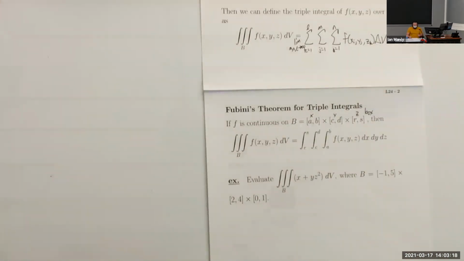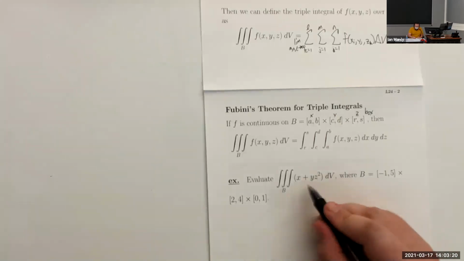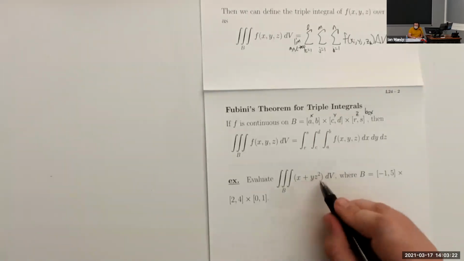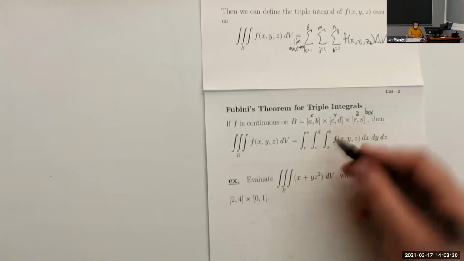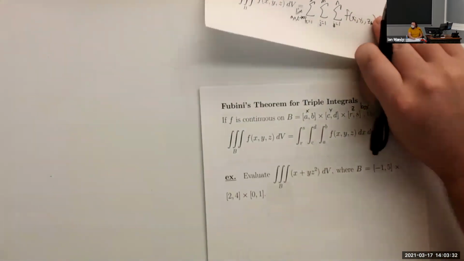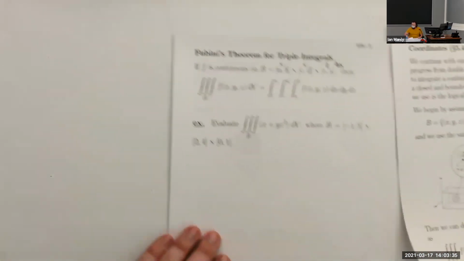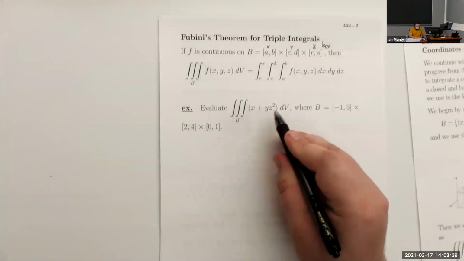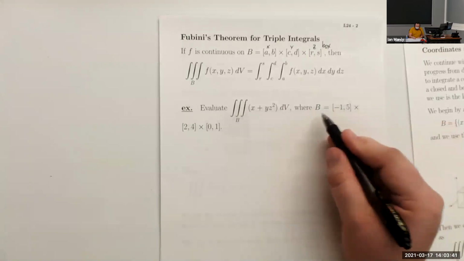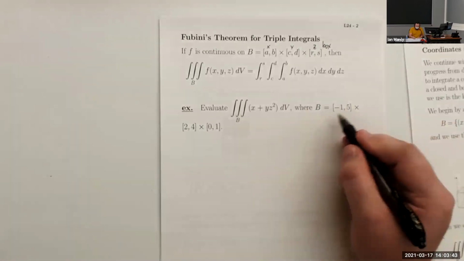And how do we integrate over the box? Well, we just take turns doing the integral of each variable right here. We just go ahead and do the integral with respect to each variable, plug the numbers in, and then move on to the next one. Okay, so let's do the triple integral of x plus yz squared dV, where B, the thing we're integrating over, is this box here.